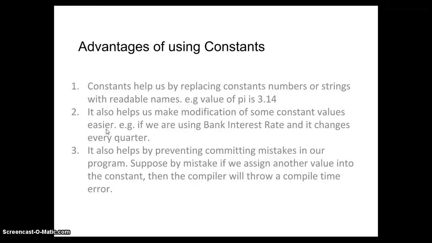In order to do that, we just have to change it in one place only, not at all the places. It also helps by preventing mistakes in our program. Suppose by mistake a developer tries to assign another value to the constant, the compiler will throw a compile time error. Just as we saw, once we have declared and initialized the value of a constant, we cannot assign it again. So that is the advantage of the constant.